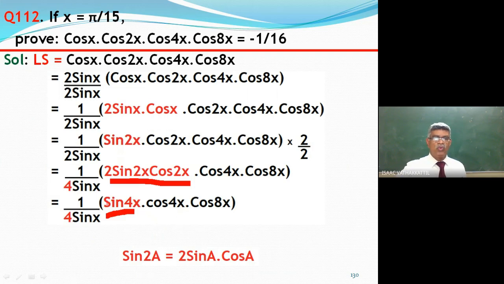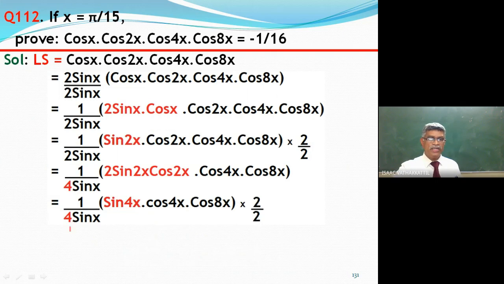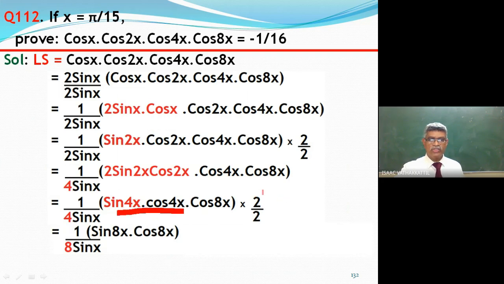I need a 2. So what will I do? I multiply and divide with 2. So denominator is 1 upon 8 sin x. I have sin 4x, 2 sin 4x into cos 4x. 2 sin 4x into cos 4x is sin 8x. Now into cos 8x.